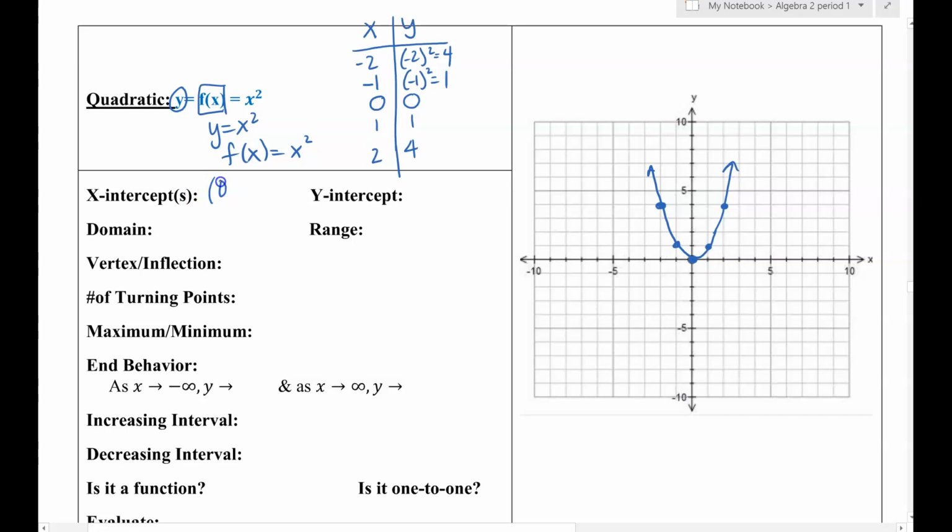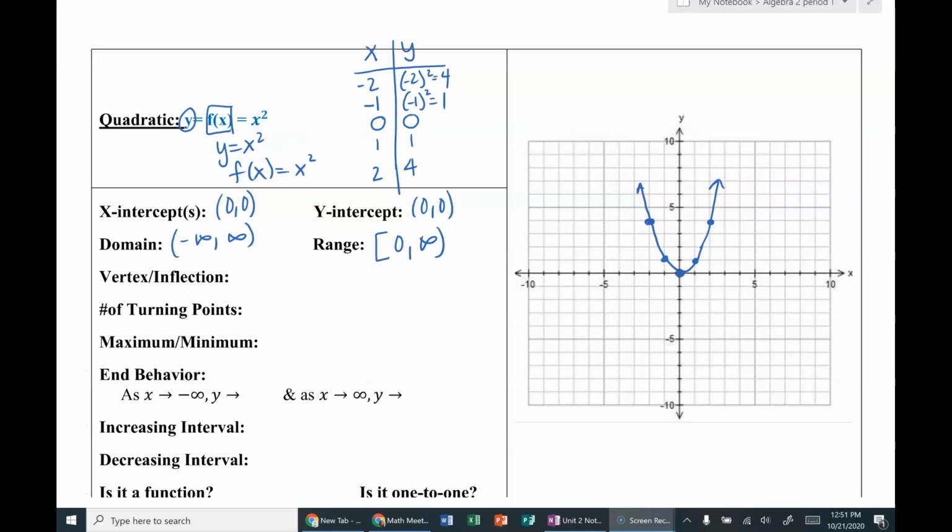Okay, so the x and y-intercepts are both at the origin since we have the parent function. The domain is all real numbers, which we write in interval notation from negative infinity to infinity. The range is from 0 to infinity. We have one vertex, at the bottom, and our vertex is (0, 0). Again, it's at the origin.